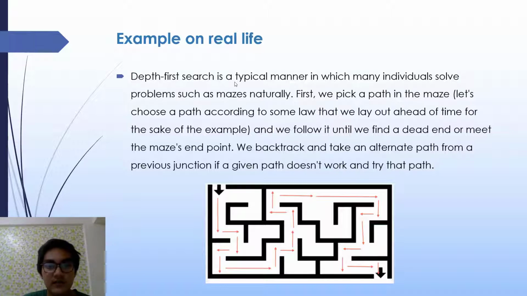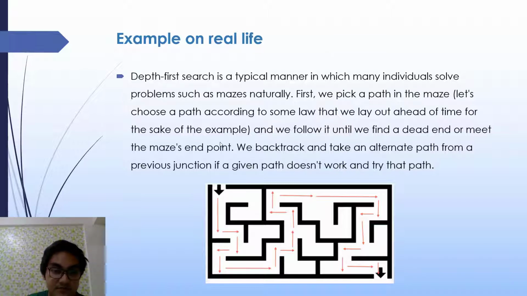Depth first search is a typical manner in which many individuals naturally solve problems such as a maze. First we pick a path in the maze. Let's choose a path according to some rule that we lay out ahead of time for the sake of the example, and we follow it until we find a dead end or meet the maze endpoint. We backtrack and take an alternate path from a previous junction. If a given path doesn't work, we try another path.